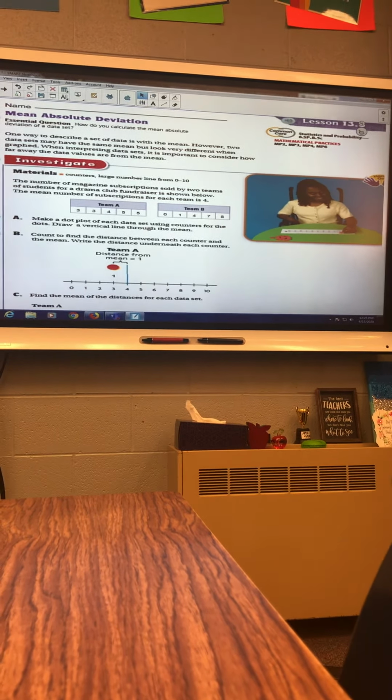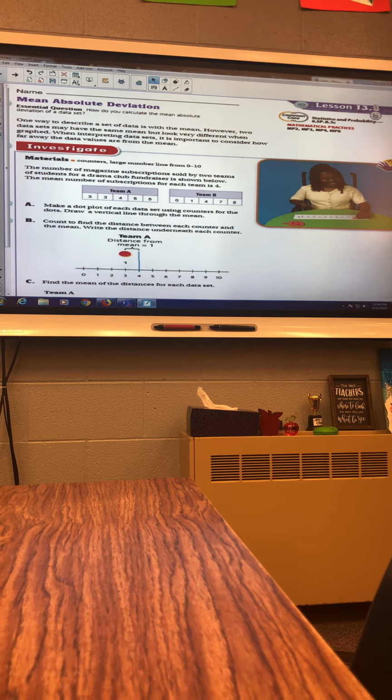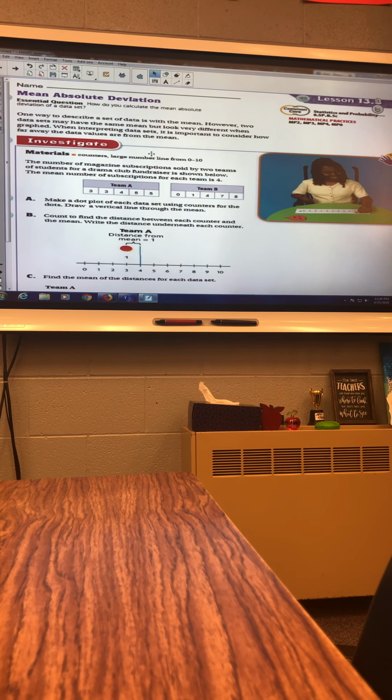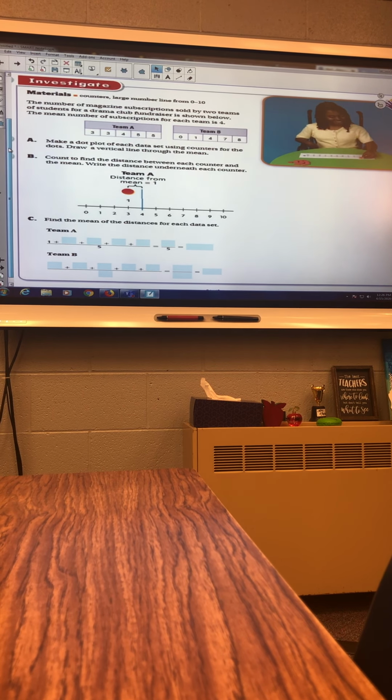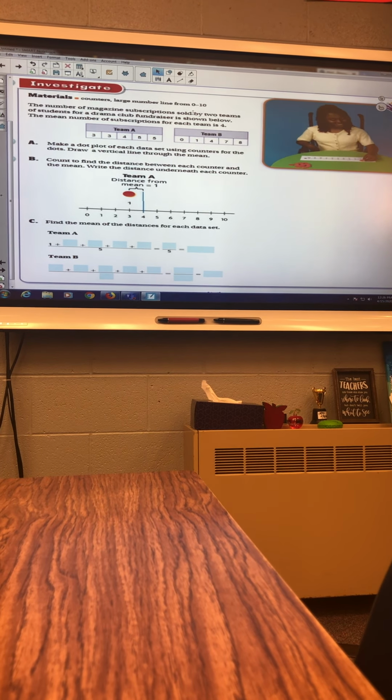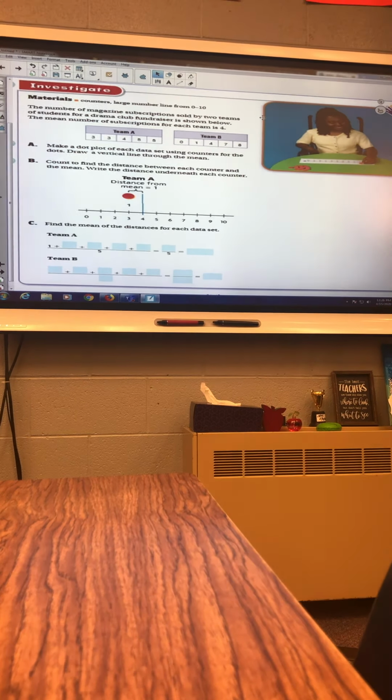So mean absolute deviation. Another way to describe the data is with the mean. However, two groups of data that have the same mean can look very, very different. So it's important to consider how the data is going to vary. And one way we can look at how much it varies or how much it is spread out is by mean absolute deviation.